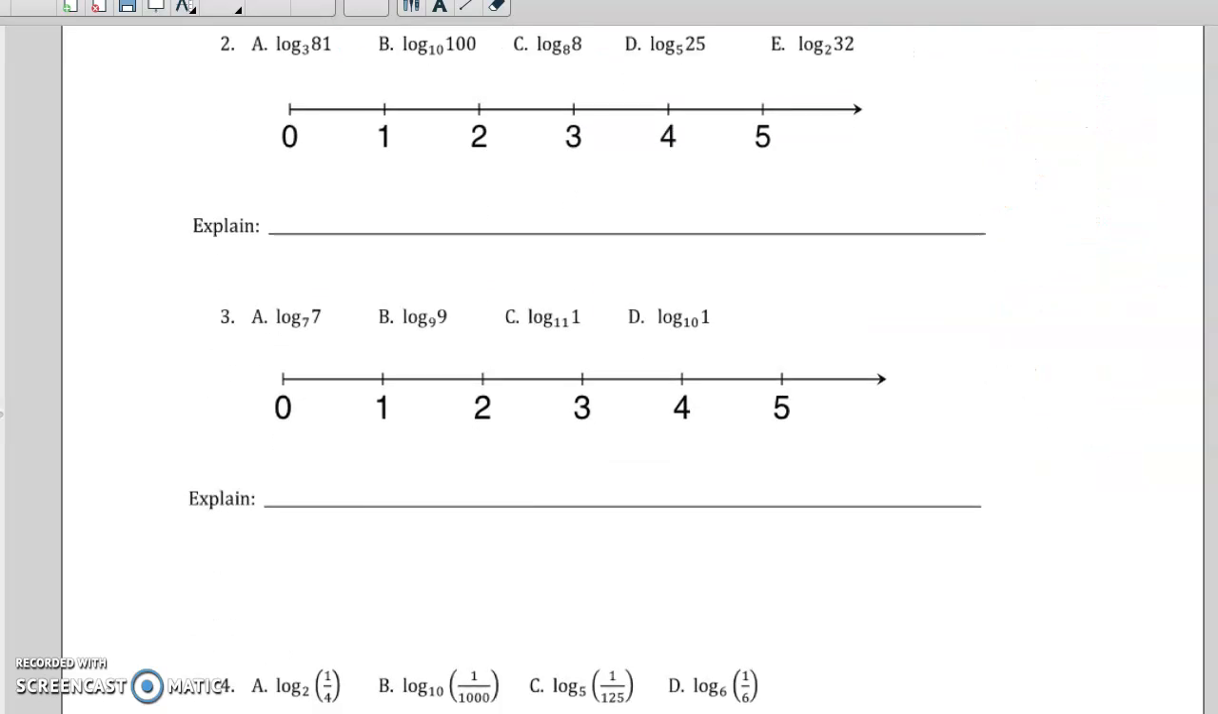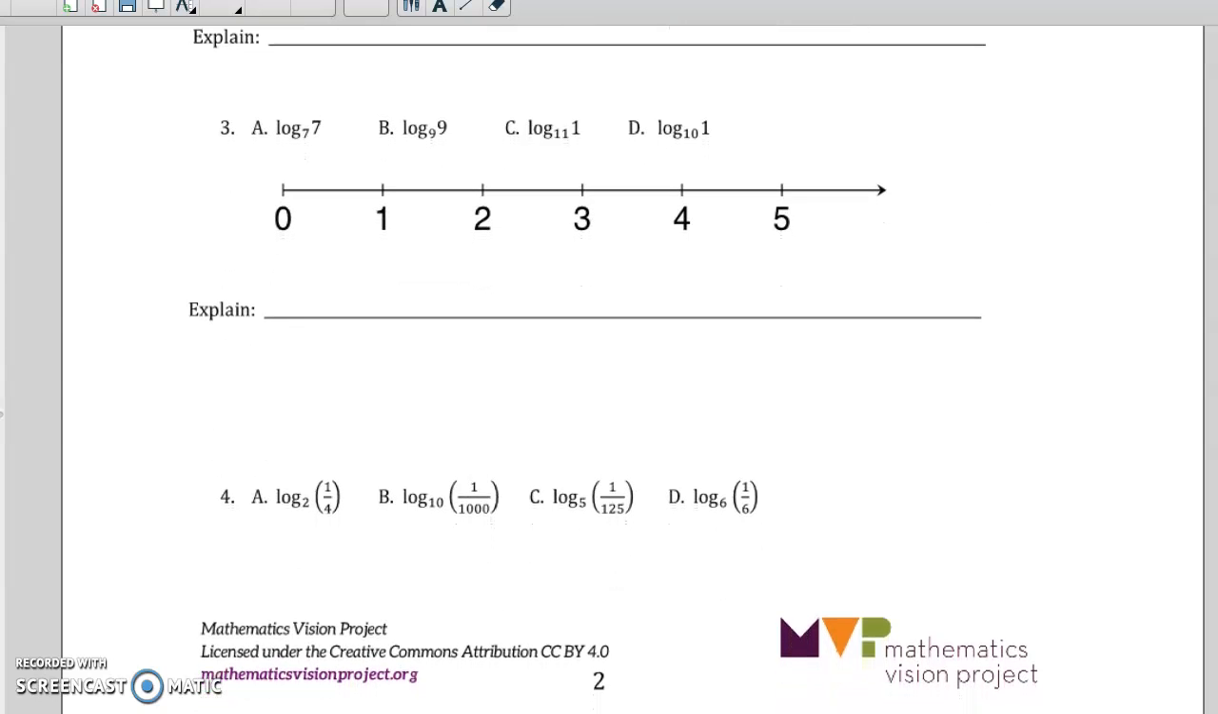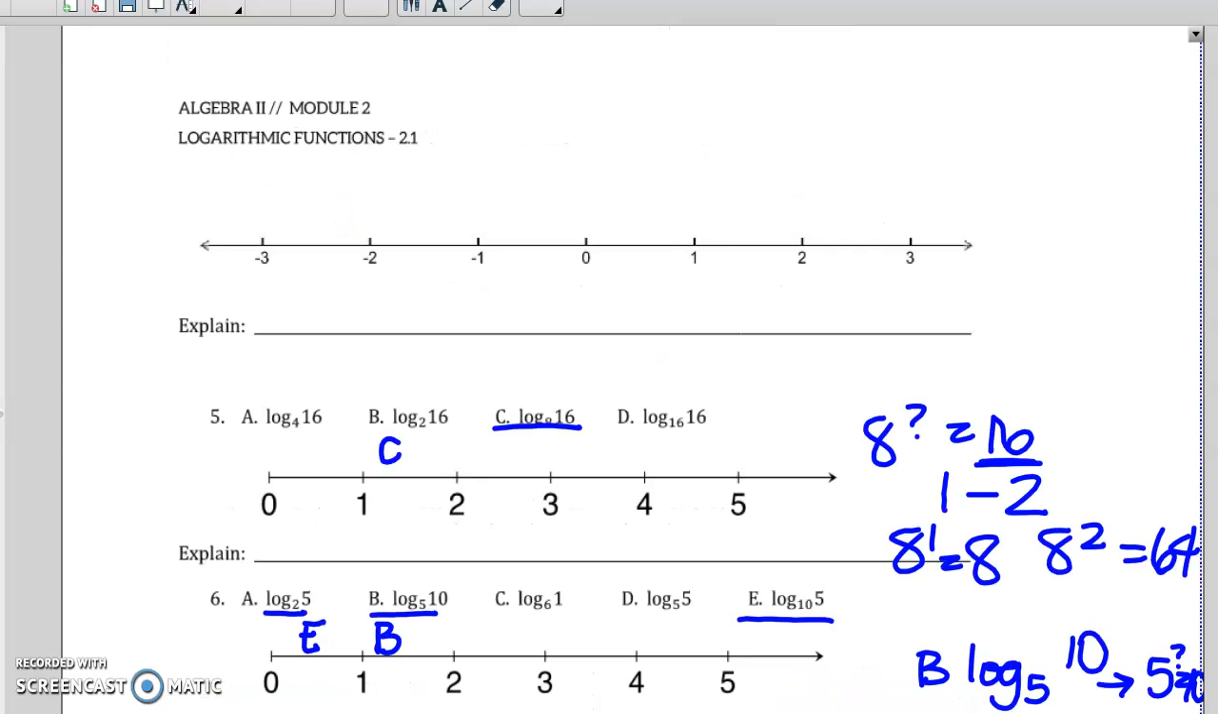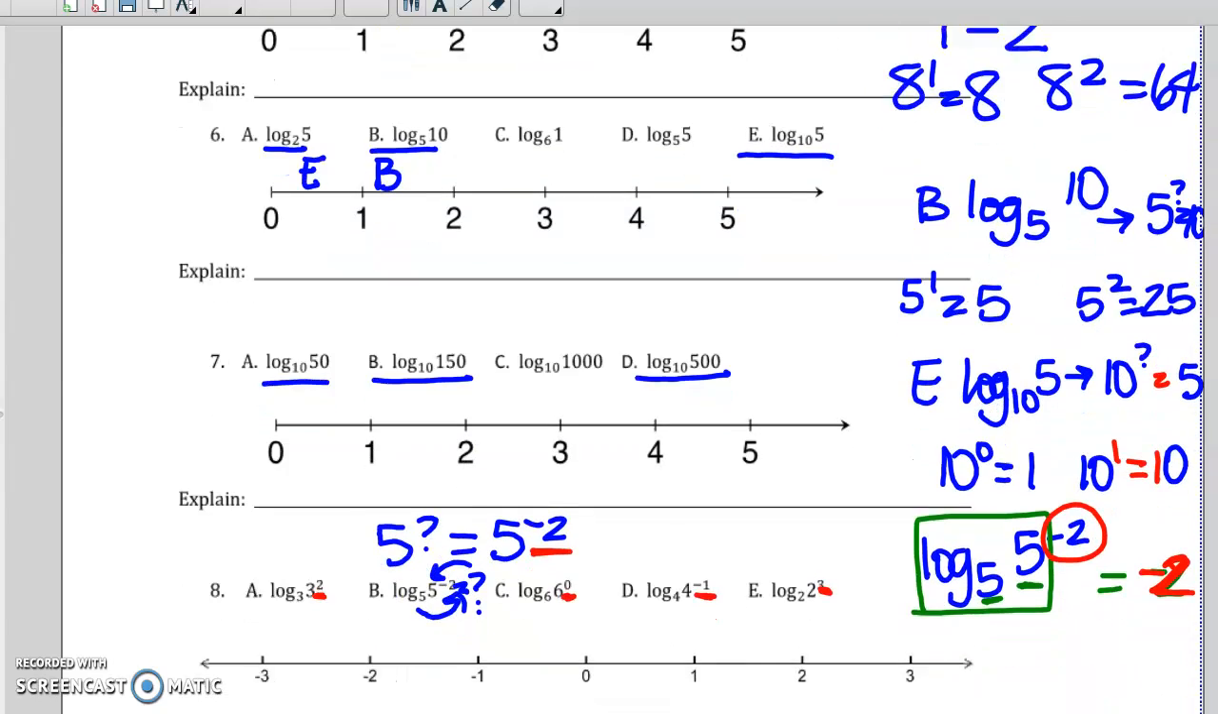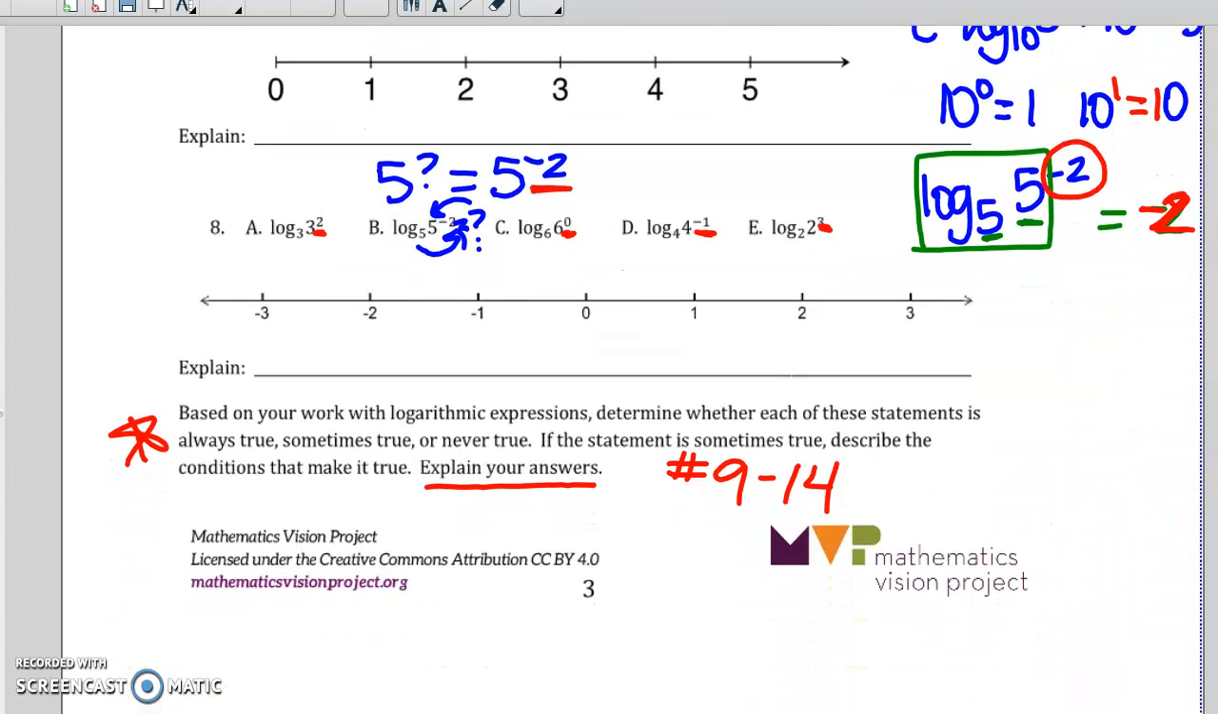All right, so the rest of this page, most of your answers should be whole number answers, and then you get to number 5, and then you start seeing some that should be no longer whole number answers, okay? Then you get to beyond this, okay? Beyond this, we're going to look at 9 through 14, and it says, determine whether the following statements are always true, sometimes true, or never true. If the statement is sometimes true, describe the conditions that make it true. And then for all of them, you need to explain your answers.